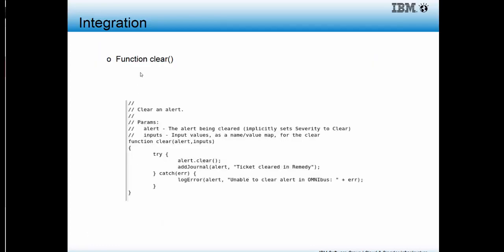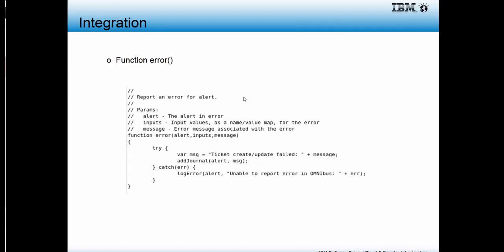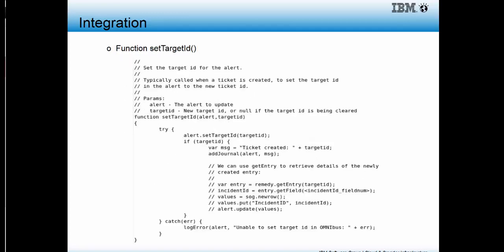And then there's also a clear function. When the event is cleared in Remedy, it's going to set the severity to clear of the event in Omnibus, and it does this using this function. We've also got an error function, and then we've got the set target ID function. Again, start with all the defaults, get it working, and then start customizing it to your environment.